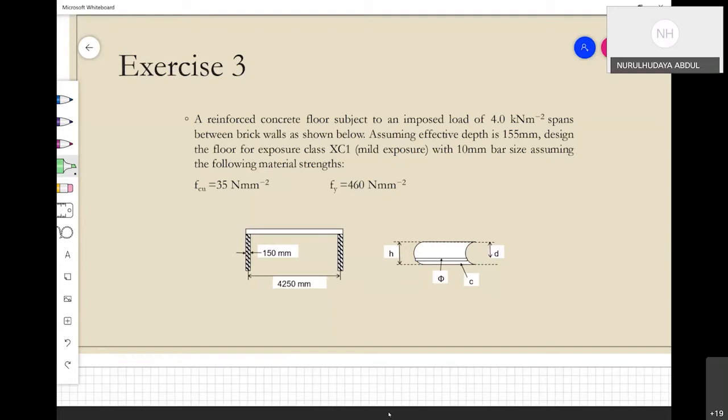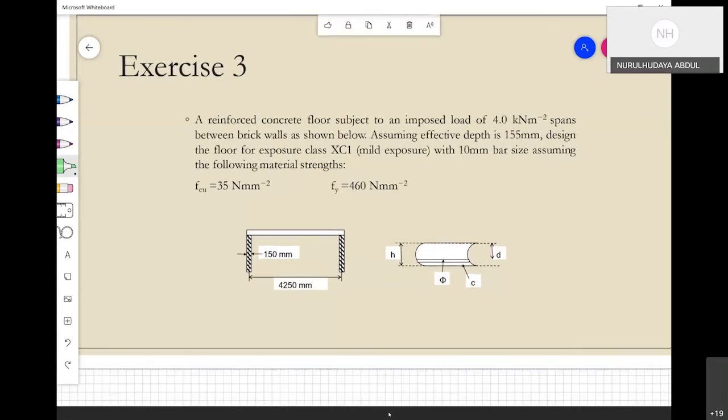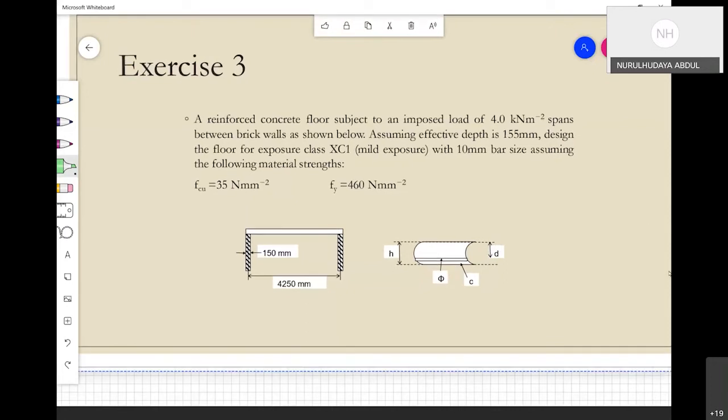Kali ni masuk exercise number 3. A reinforced concrete floor subject to an imposed load of 4 kilonewton per meter square span between brick wall as shown below. Assuming effective depth is 155, design of the floor for exposure class XC1, mild exposure. Maksudnya bila exposure class XC1 ni, X ni exposure, C ni class, 1 ni mild, macam tu lah. With 10 mm bar size assuming the following materials.